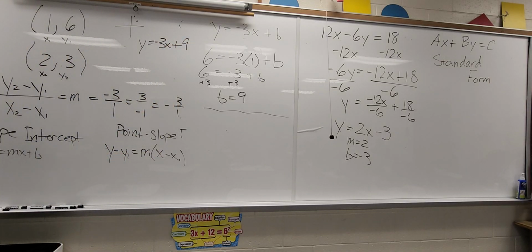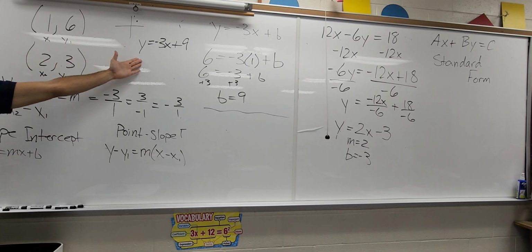Did I lose you guys? Think about that. I took this information here, that's where we started, found the slope, used the slope-intercept equation, had to still solve for b. I solved for b, and I finally got my equation here.